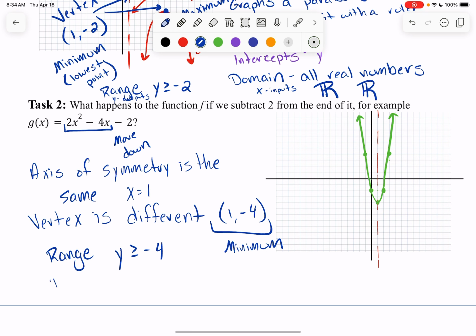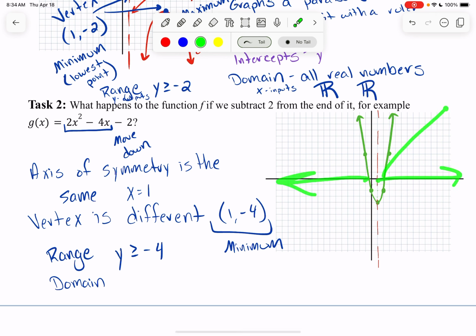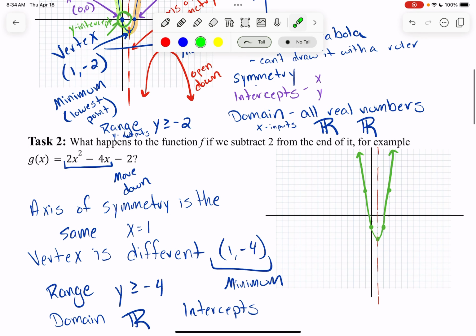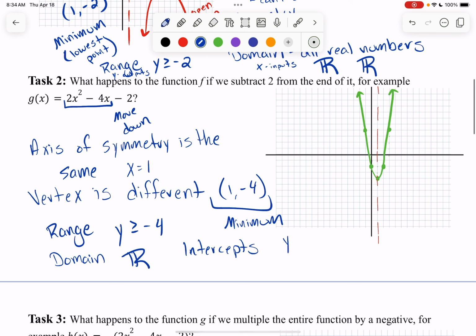What about the domain? Did it change my inputs? I can still input any number I want. This graph does go left and right forever. So my domain in this case is still all real numbers. Okay, what about the intercepts? Did they change? The old y-intercept was at (0, 0), so yes, that did change. The y-intercept is now down at -2.